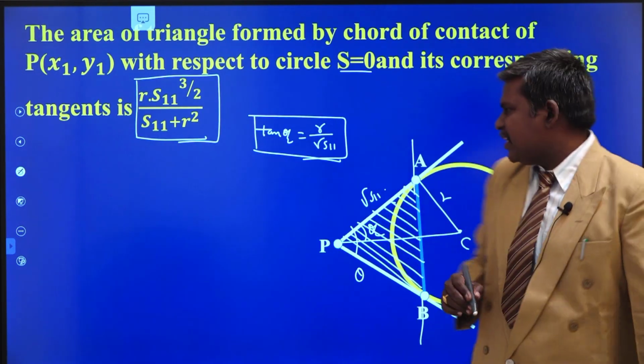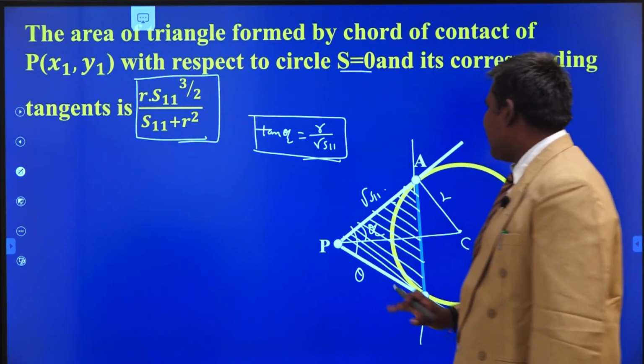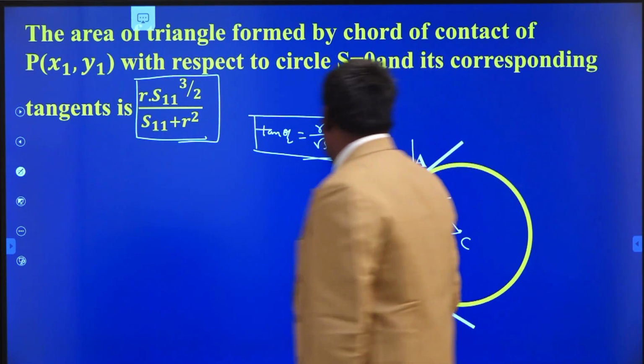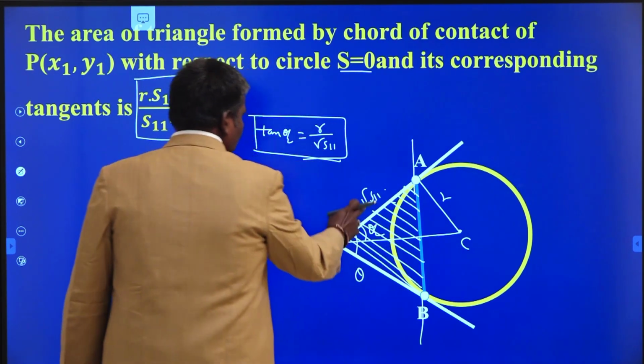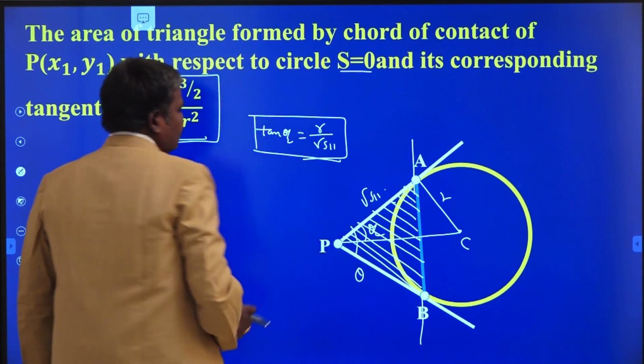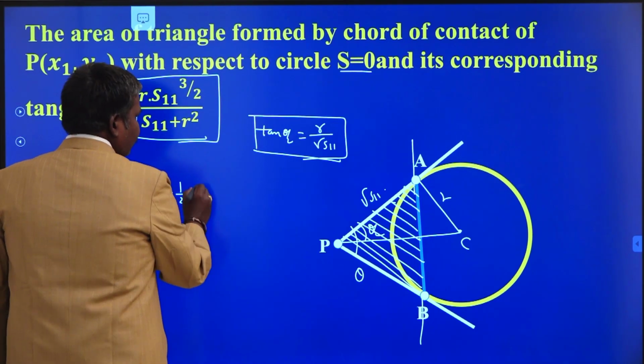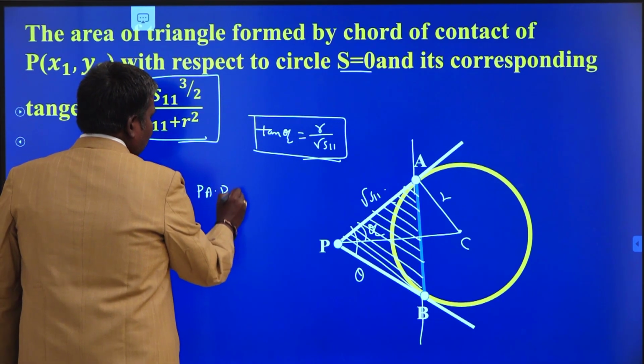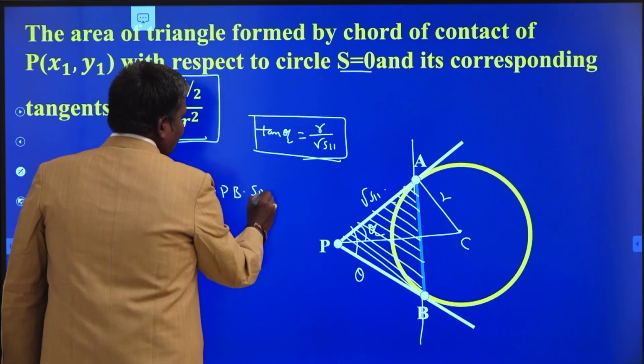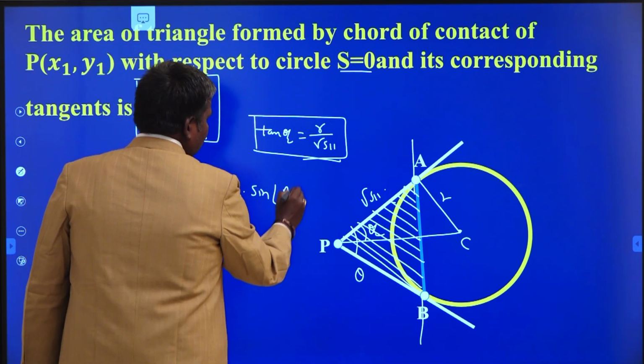Now from the properties of triangles, what is the area of the triangle PAB when we know the angle between the two sides and the lengths of the sides? Area of triangle is equal to half PA into PB into sine of angle APB.